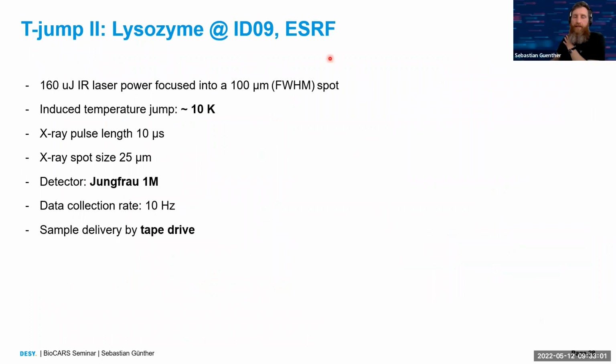This was now at a different pink beam line at ID09 at the ESRF. Here we had slightly less laser power in a larger spot. So the calculated temperature jump was only about 10 Kelvin. The X-ray pulses are not as bright as at the APS, so we had to use a longer X-ray pulse length too. We used the Jungfrau, and for this particular experiment, we used a tape drive.